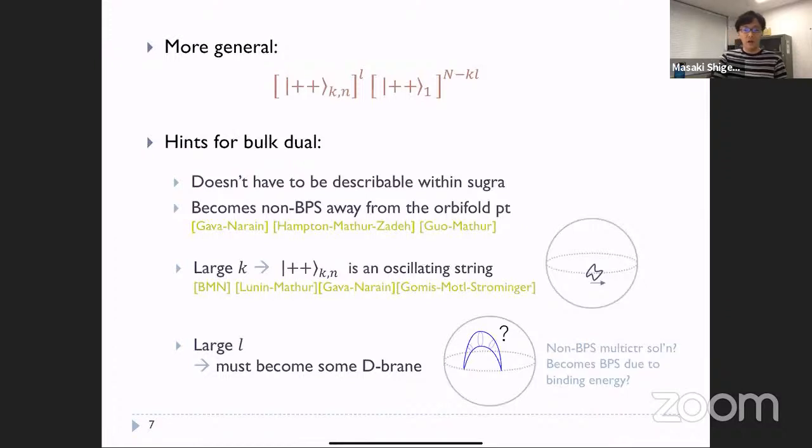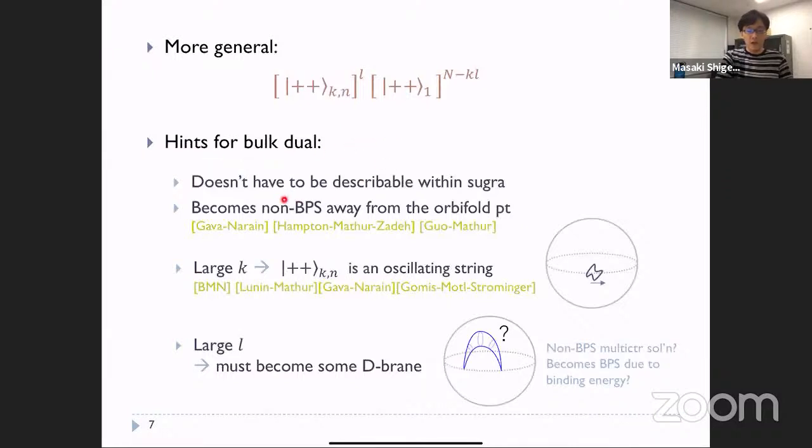So more generally, you can consider state interpolation of this form. So this part is unchanged, but you start to turn on some flowed strands. So you have N here, but you also have length K. So you have some length K strands, and you excite them by spectrally flowing them, and you have L copies of them, and you increase L.